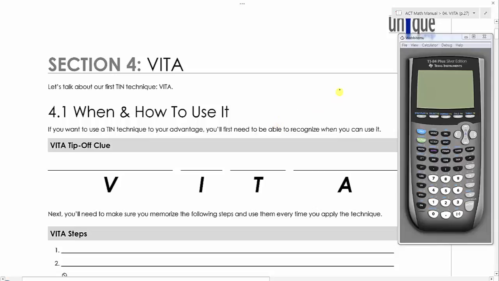This is section 4 of the ACT Math Manual, section 4, VITA. VITA is the first major math technique under the TIN category, throwing in numbers. We have 3 TIN techniques. VITA is the first. We are going to do NIDUS and general TIN in later sections.